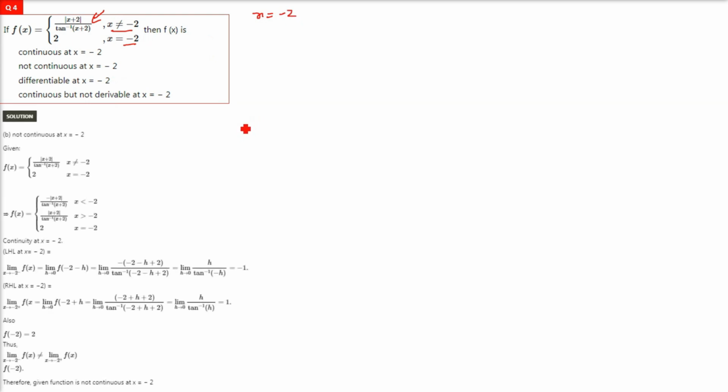Okay. The main thing here is the modulus of x plus 2. So when we have x equals negative 2, if you go left, you will get negative. Go right, you get positive. Right? So we'll start with the continuity and then we'll go to the differentiability.